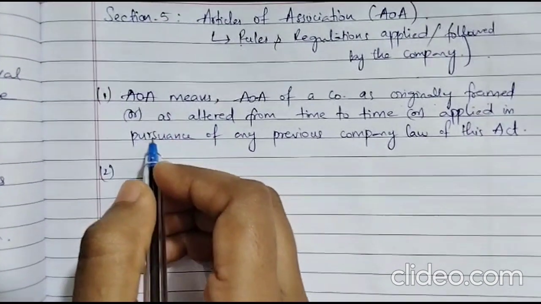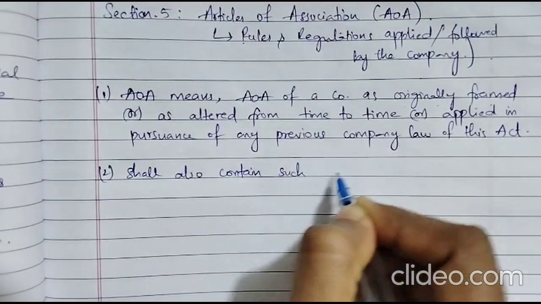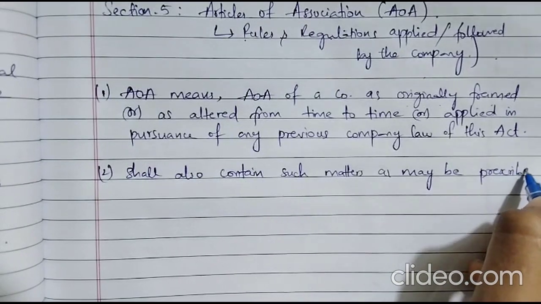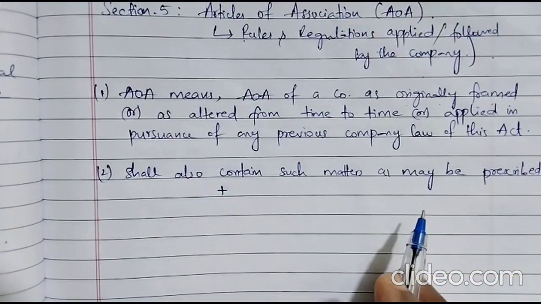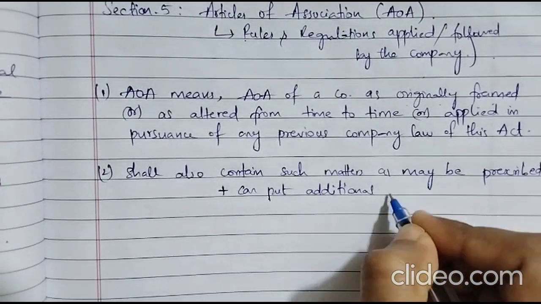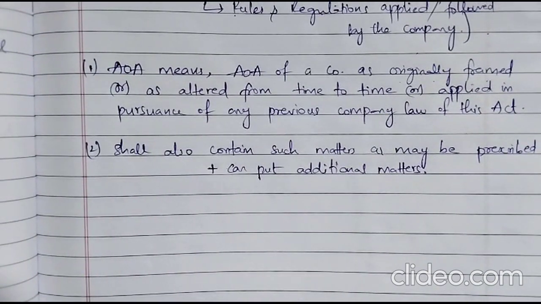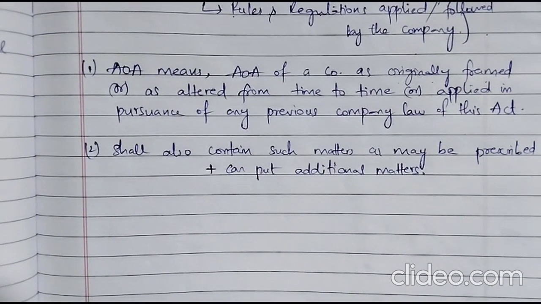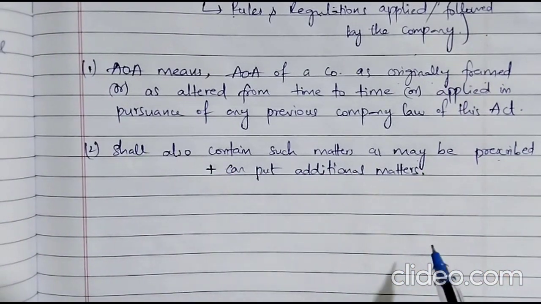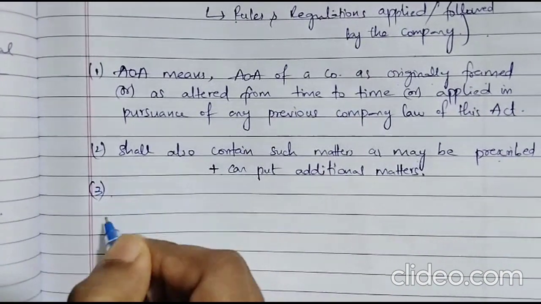Next section. It shall also contain such matters as may be prescribed, plus it can put additional matters too. What does this mean? Suppose there are some rules which say that these are to be followed when you prepare your articles of association. These are those what you should include, what you should not include. These are the rules on how you should build your article of association. Plus you can put additional matters into it. Like if you want to add something specifically for your company, then you can add it.